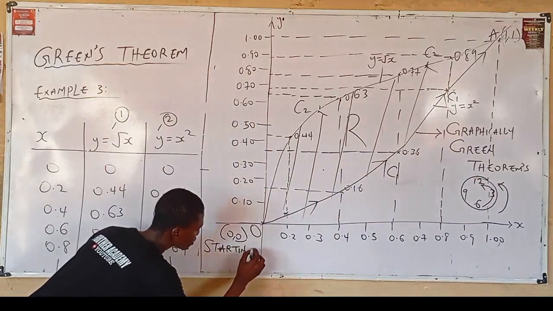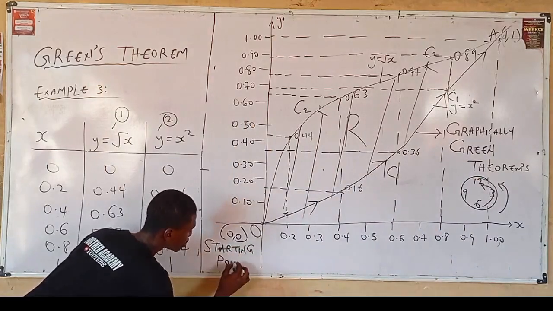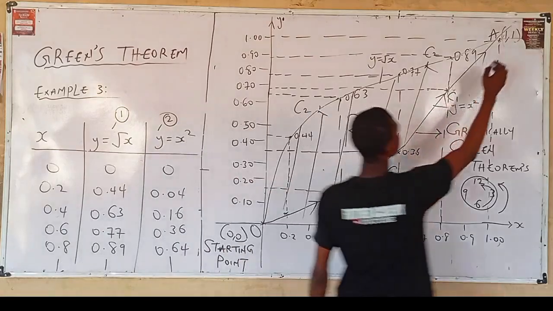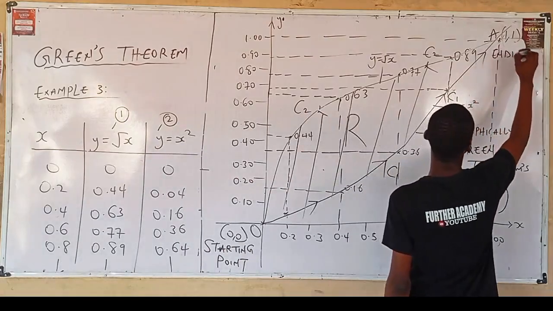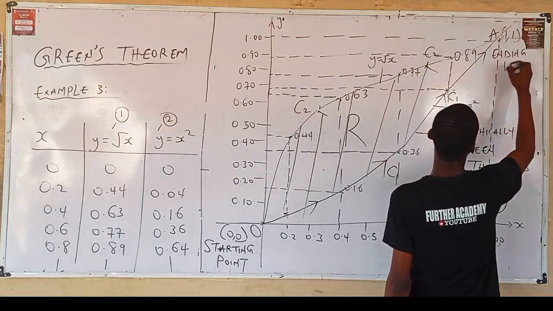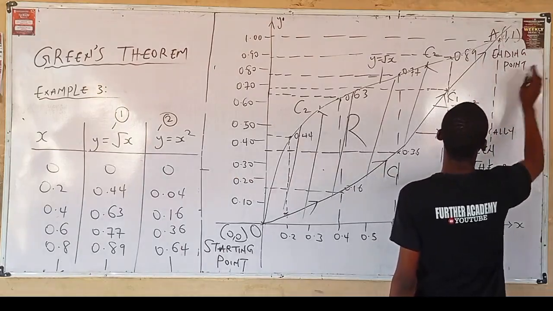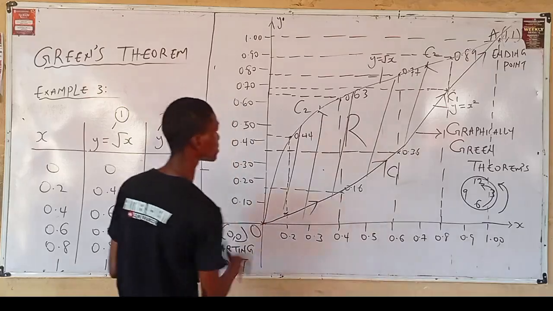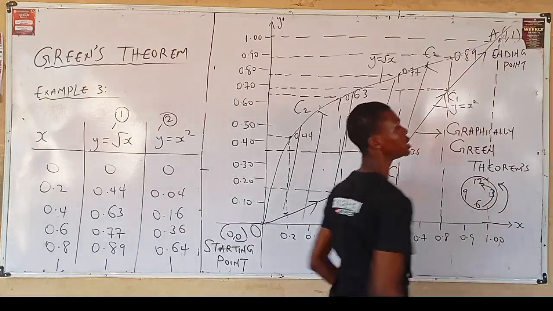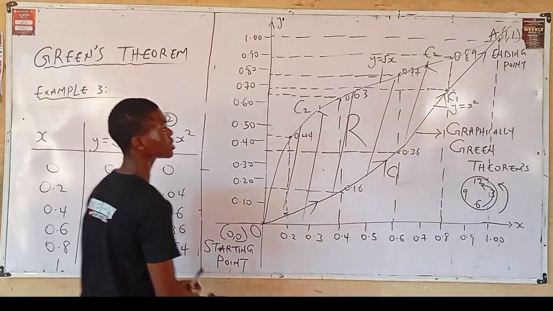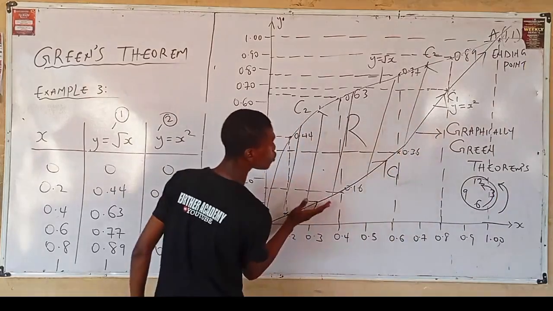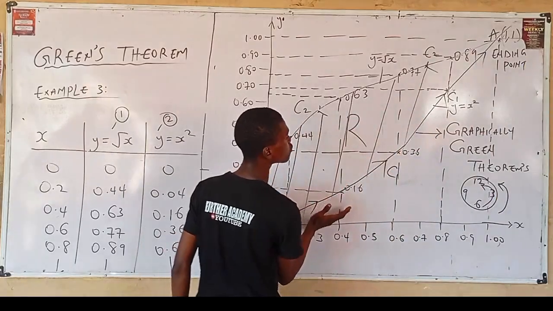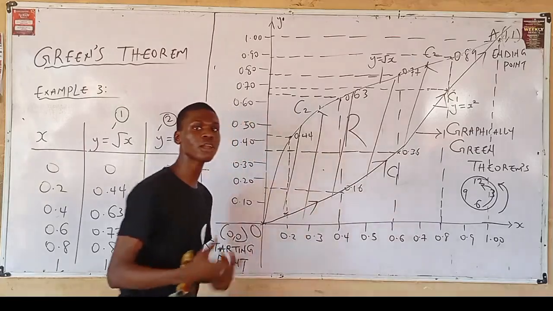This is the starting point, and this is the ending point, or you say your finish point. Now, from here, this is where this curve is starting, and this is where this curve is ending. From where it is starting to where it is ending, following the orientation of your C, meaning counterclockwise, what's the value of x?